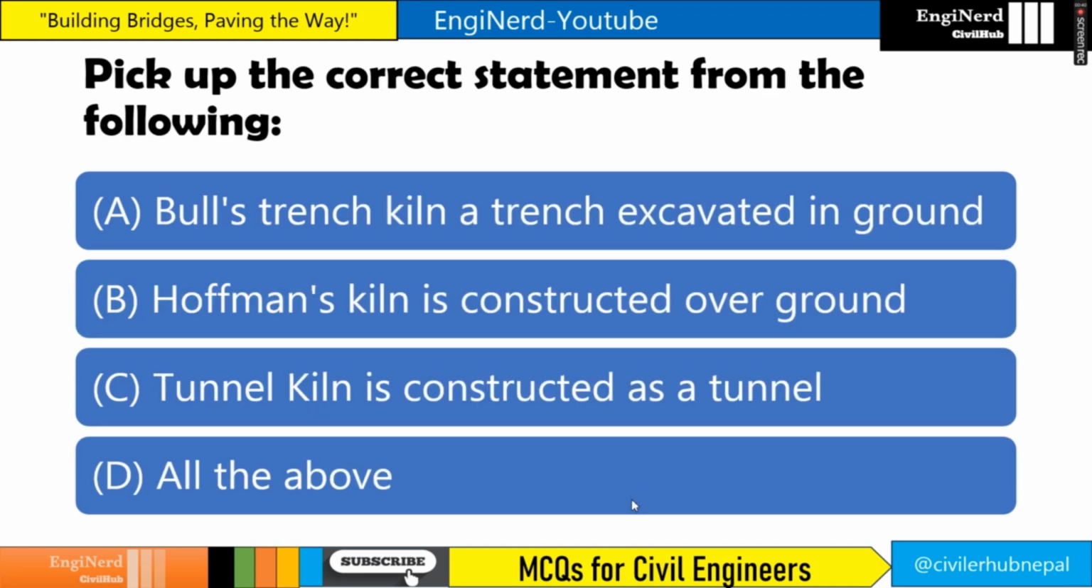Pick up the correct statement from the following. Bull's trench kiln is a trench excavated in ground. Hoffman's kiln is constructed over ground, and tunnel kiln is constructed as a tunnel. The answer is all of the above.